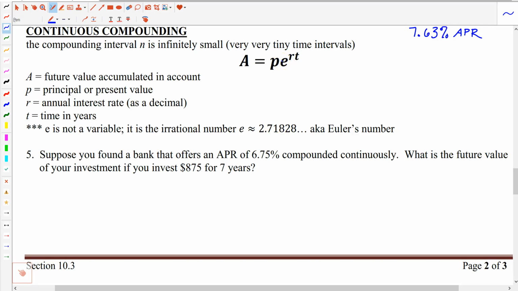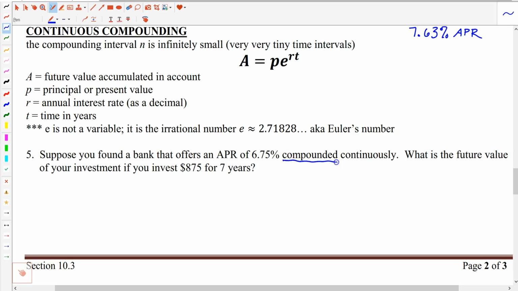So let's see an example of using this continuous compounding formula. Suppose you found a bank that offers an APR of 6.75% compounded continuously. What is the future value of your investment if you invest $875 for 7 years? Now you would think maybe, because you're getting interest every fraction of a second, that this account would blow up and become super huge really fast. That's actually not going to happen. So let's find out how much money this $875 grows to over 7 years.